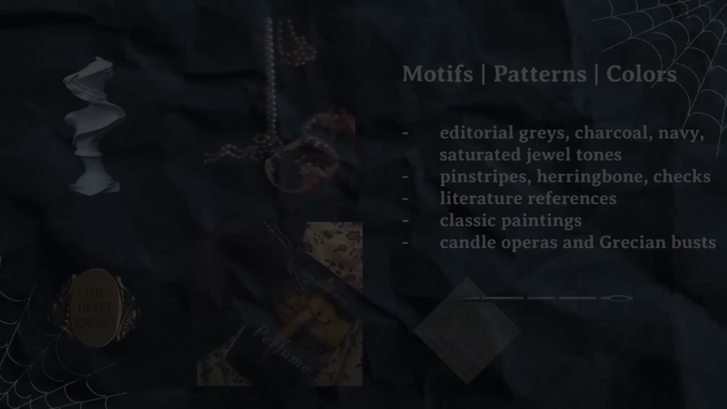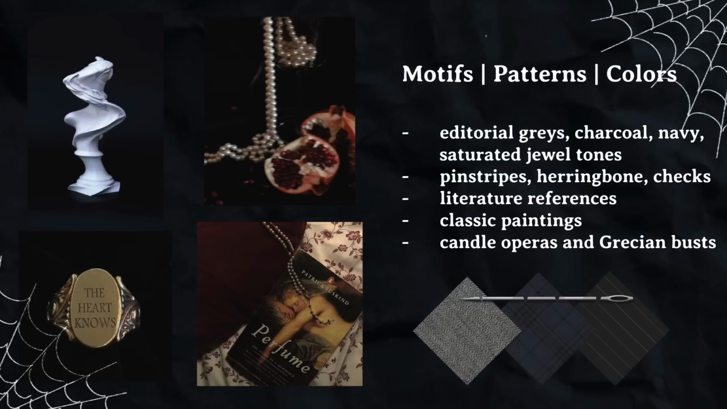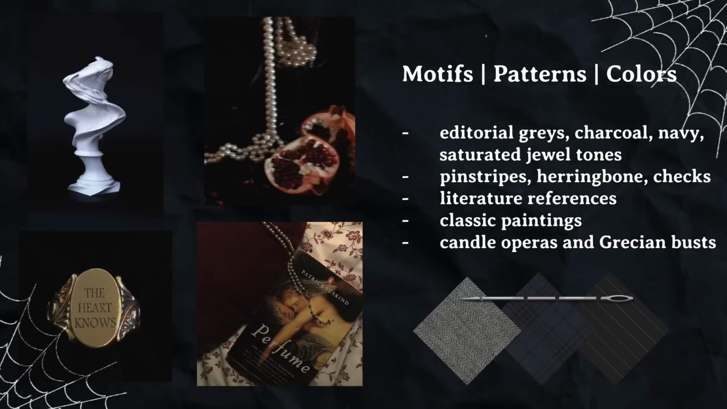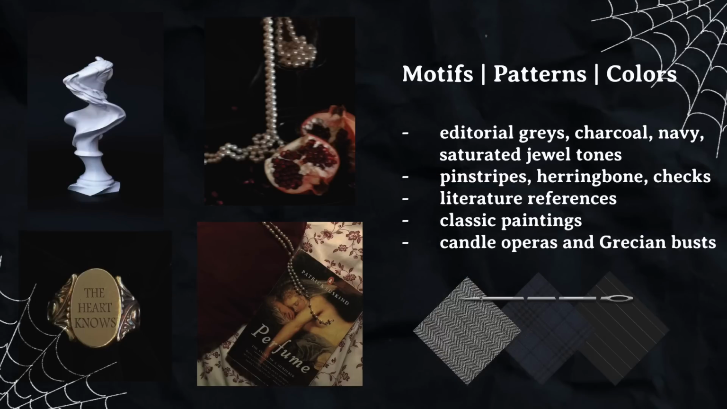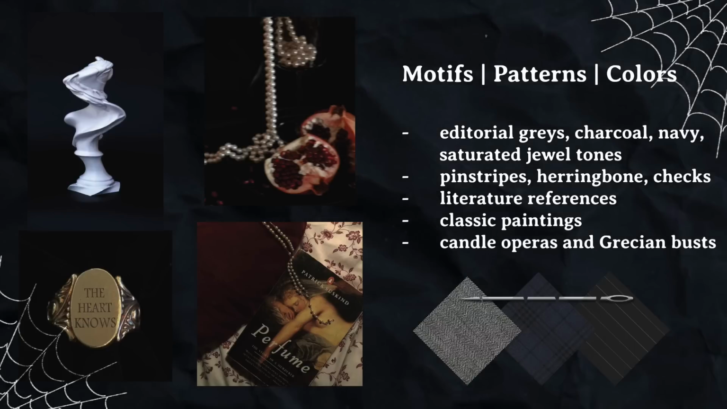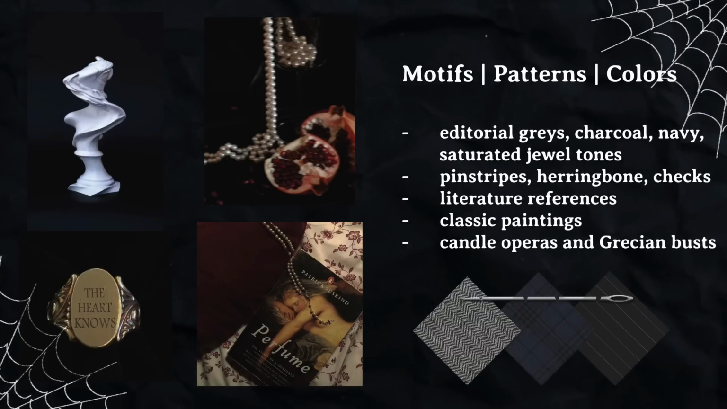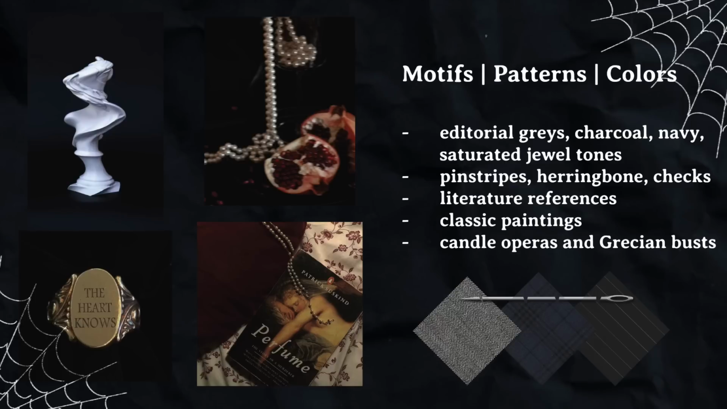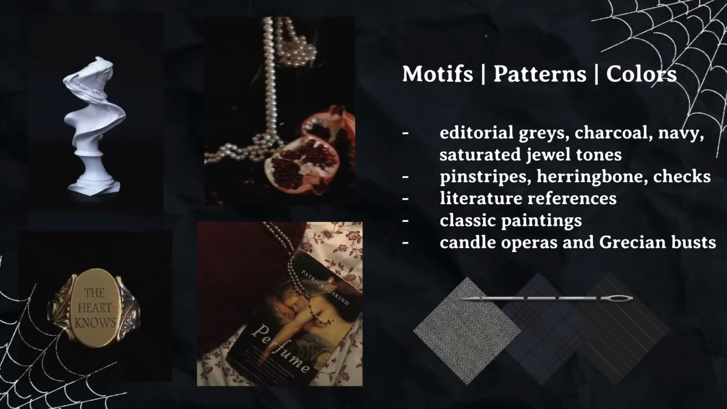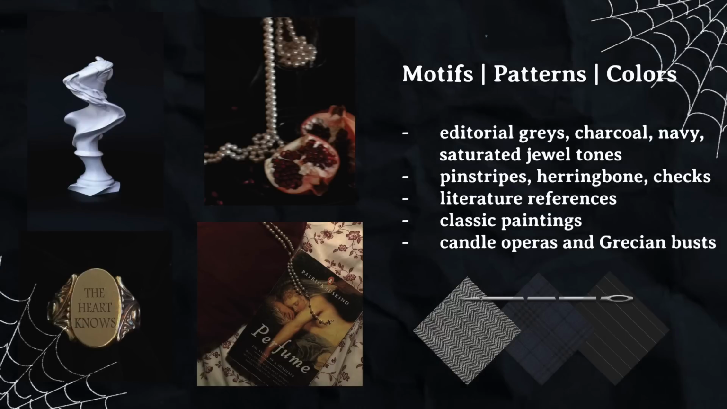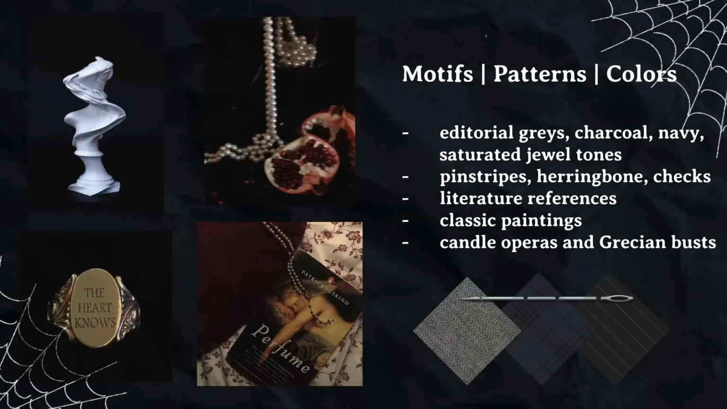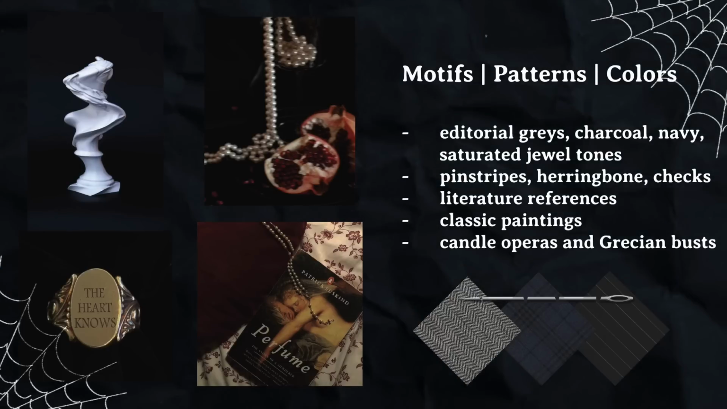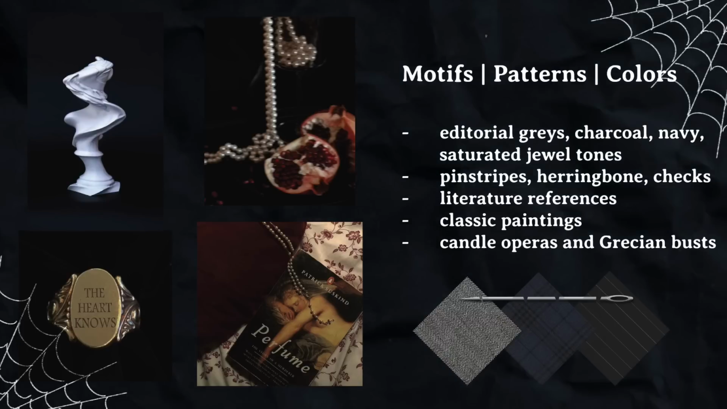Now, when it comes to the motifs, colors, and patterns for the dark classics, I think of editorial grays, charcoals, navy, saturated jewel tones that can be paired with these plaids, herringbone, pinstripes. I think of literature references. I really do think dark academia screams a dark classic essence. Now, any of the essences can wear a dark academia look, but the dark academia aesthetic truly feels the most at home on a dark classic.